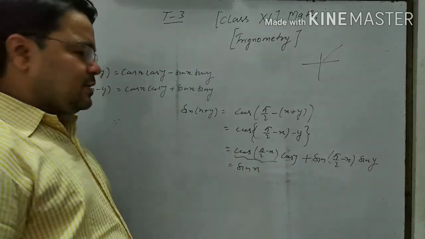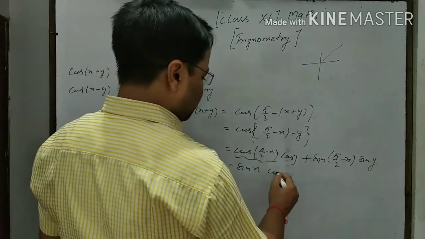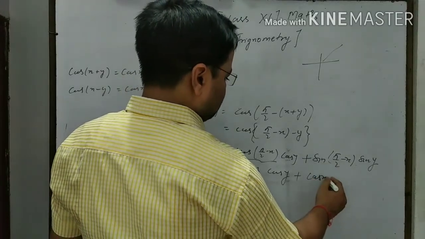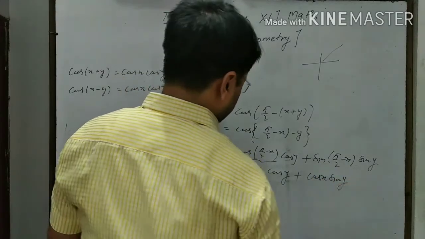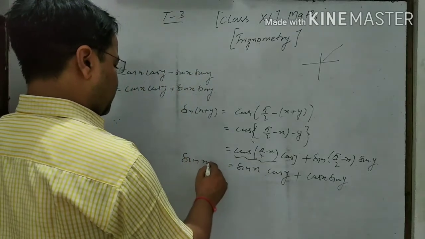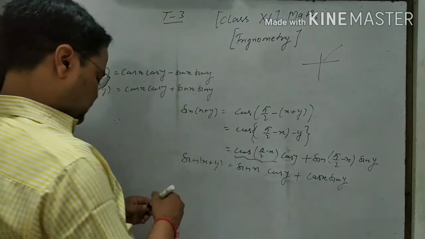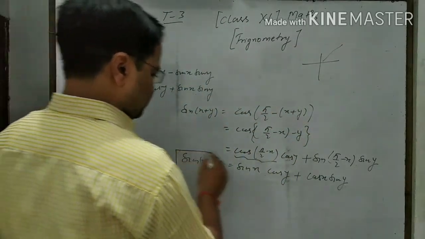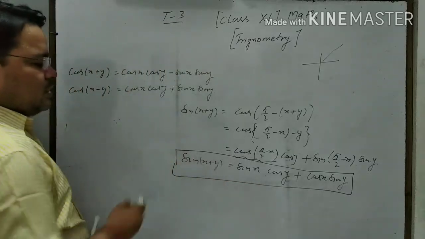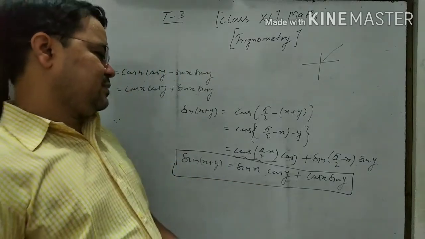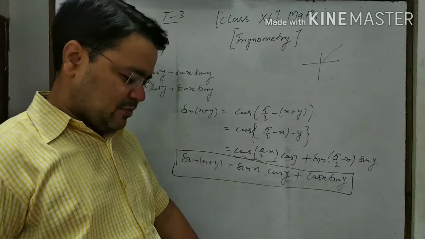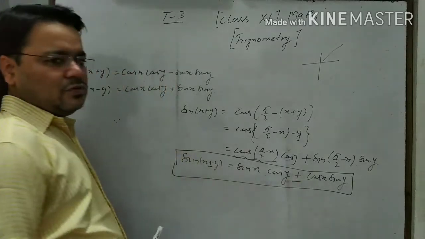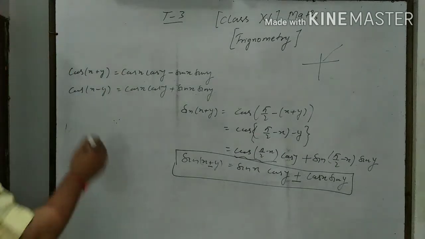Cos pi by 2 minus x is equal to sin x, and here cos y, and plus this value can be written as cos x sin y, in this way sin x plus y. We just create here one more formula. Sin x plus y is equal to sin x cos y plus cos x sin y. Similarly, if we have here minus, then here minus also. It means we make two more formulas.